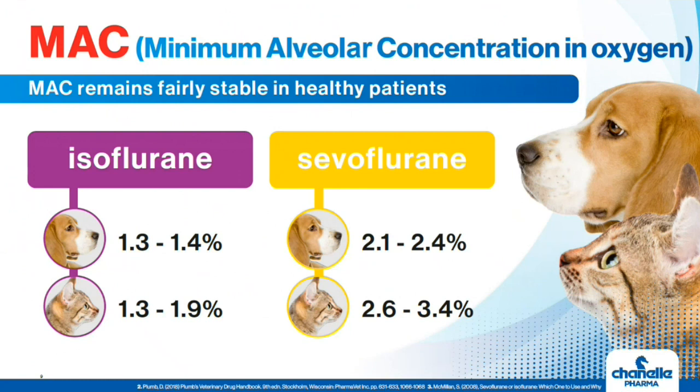But I think what you can see quite clearly there is that the difference between the two agents is that the sevoflurane requires a greater concentration. Essentially, it has a lower potency than isoflurane.